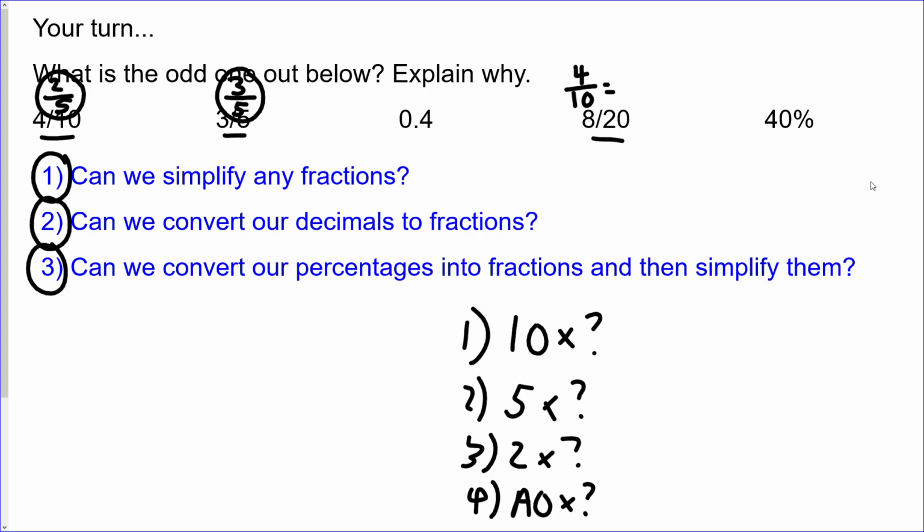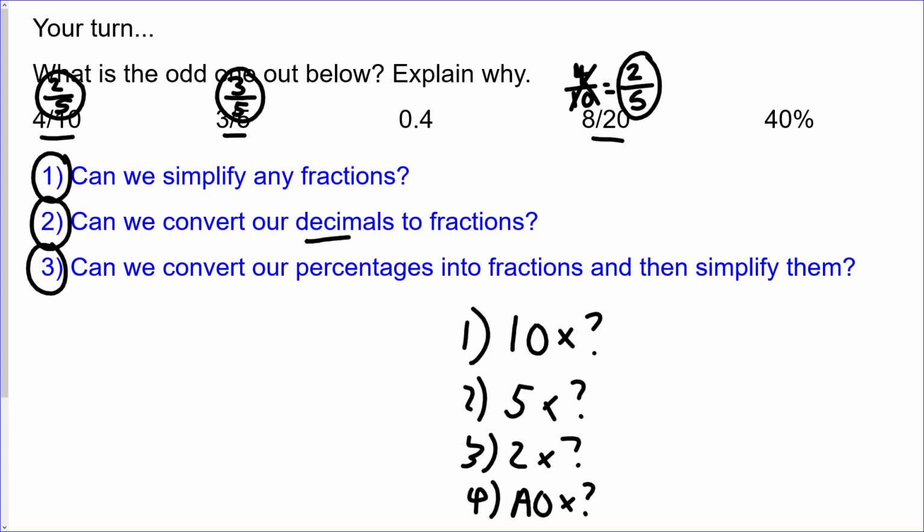They don't go into the 5 times table. But they do go into the 2 times table. 4 divided by 2 is 2, and 10 divided by 2 is 5. So now I've simplified and got my simplified fraction. Then I go to question number 2.